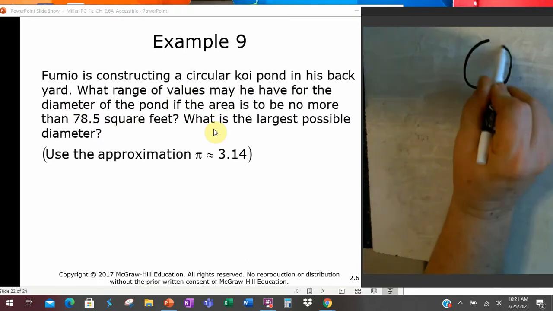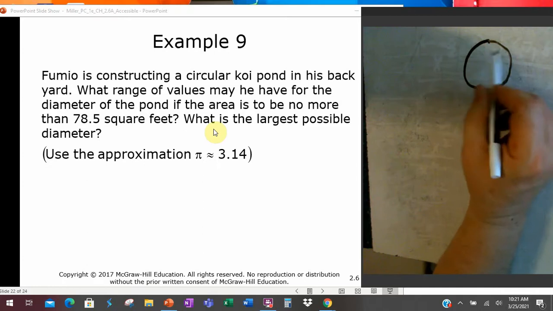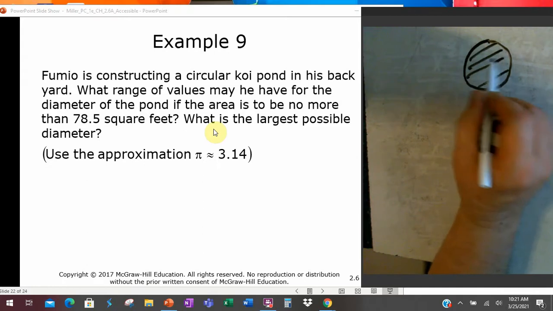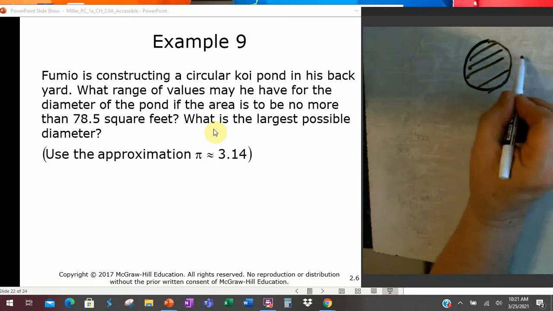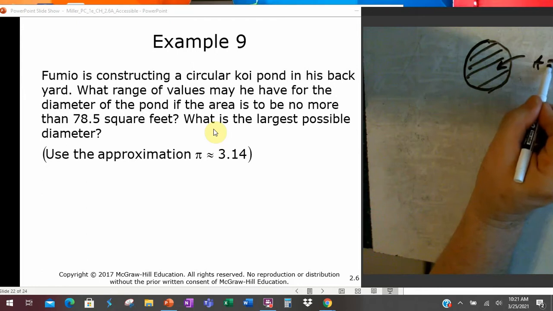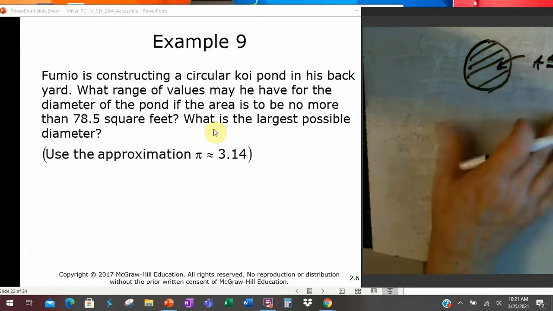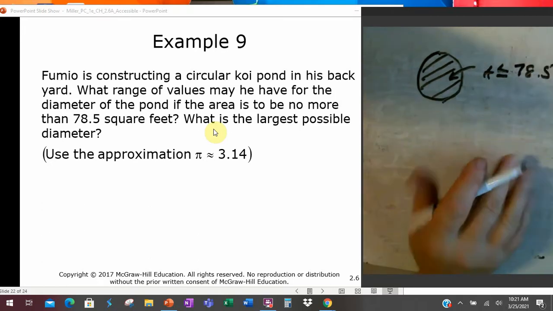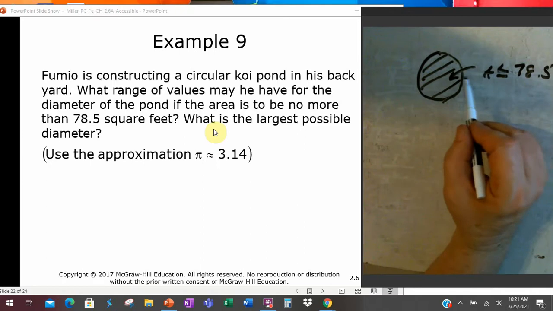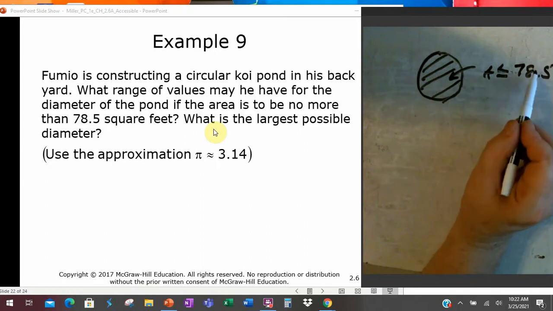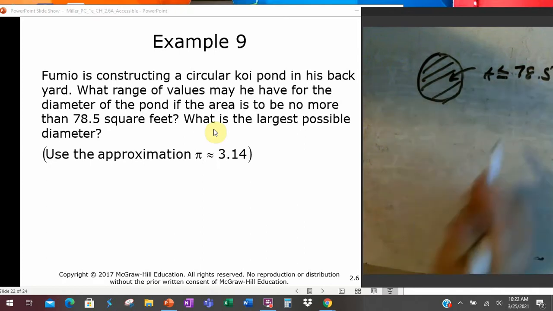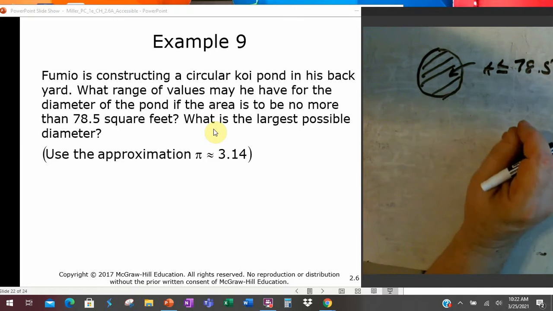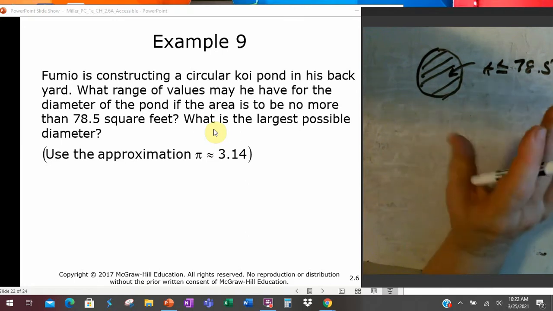Let me see if I can get a good circle going. So they're saying, here's the area. I've got a circular pond. I need for this area to be no more than, so it's up to 78.5 square feet. No more than means anything less is okay, but I can't get past that 78.5. That's the inequality. So we have to work on our inequalities as we go.